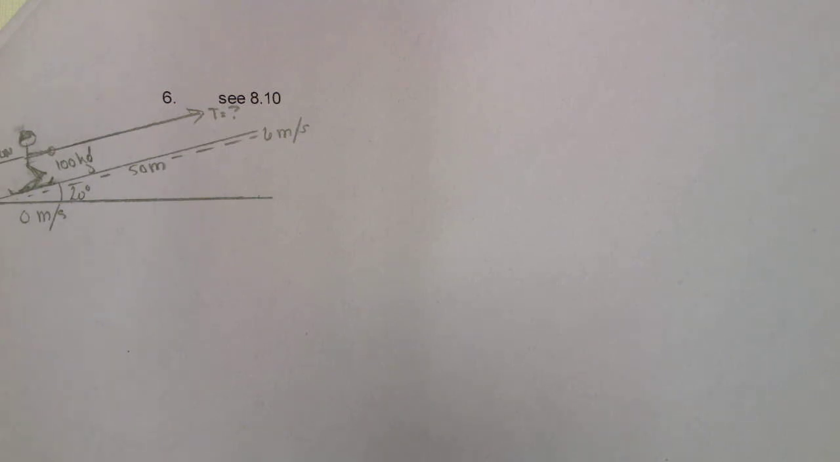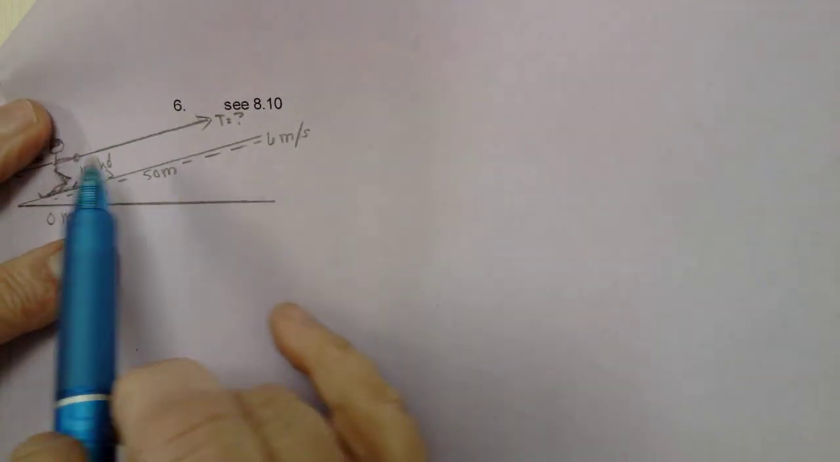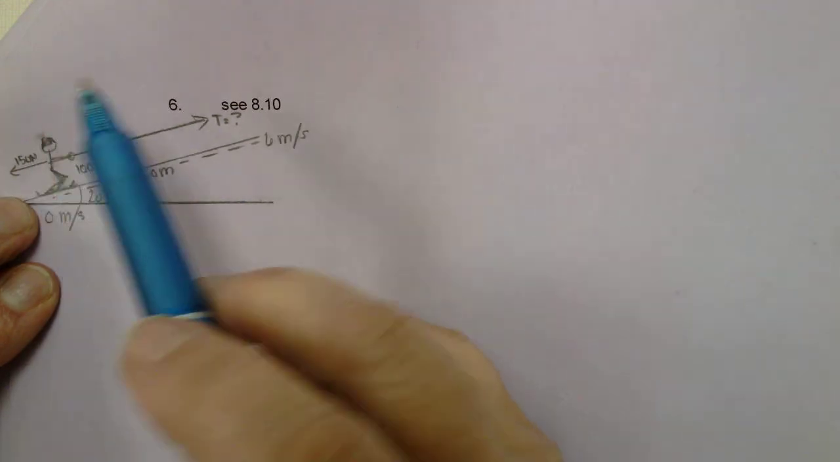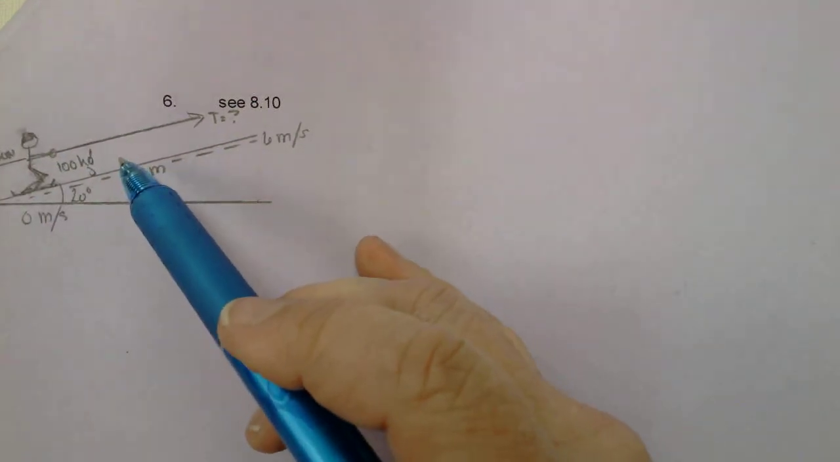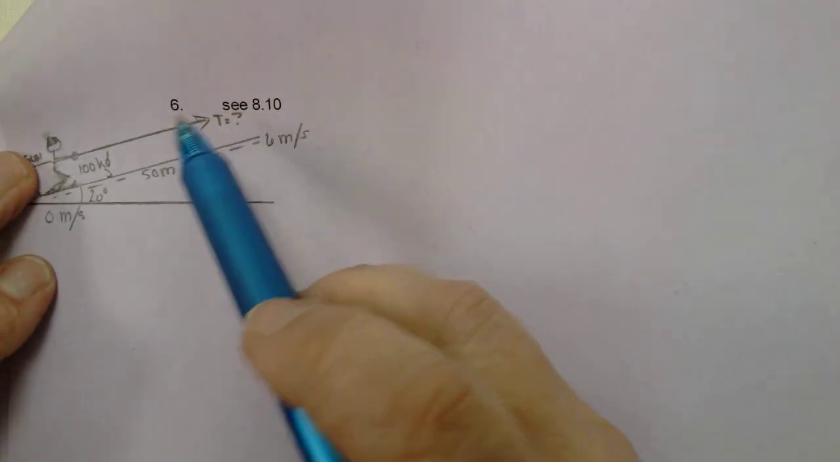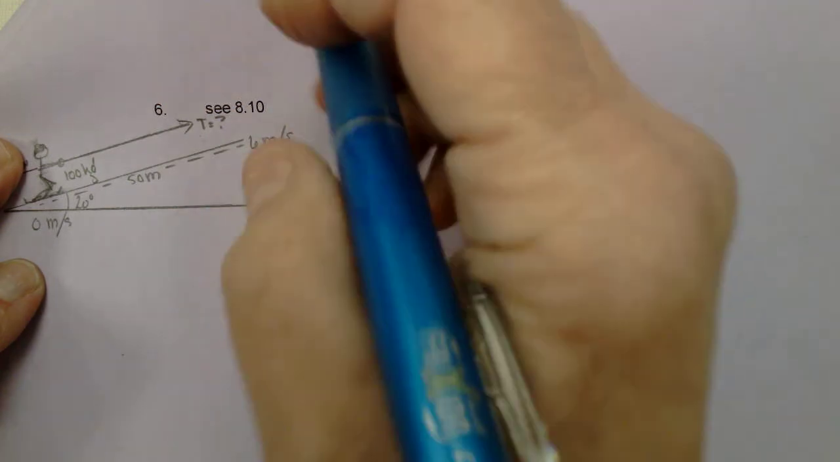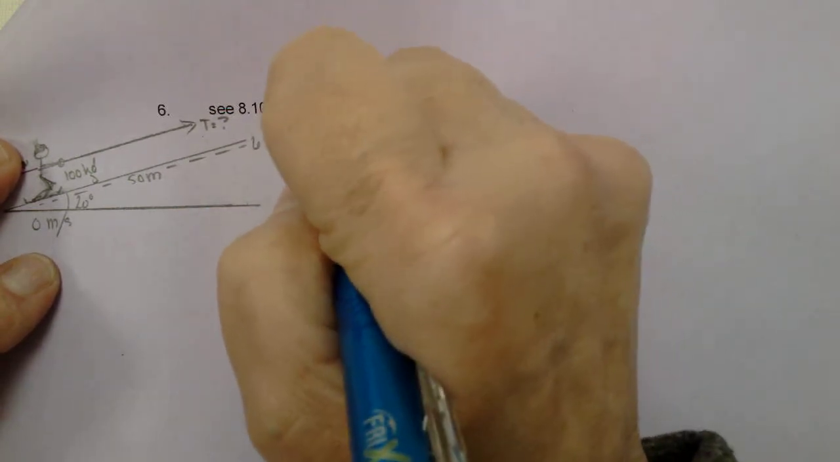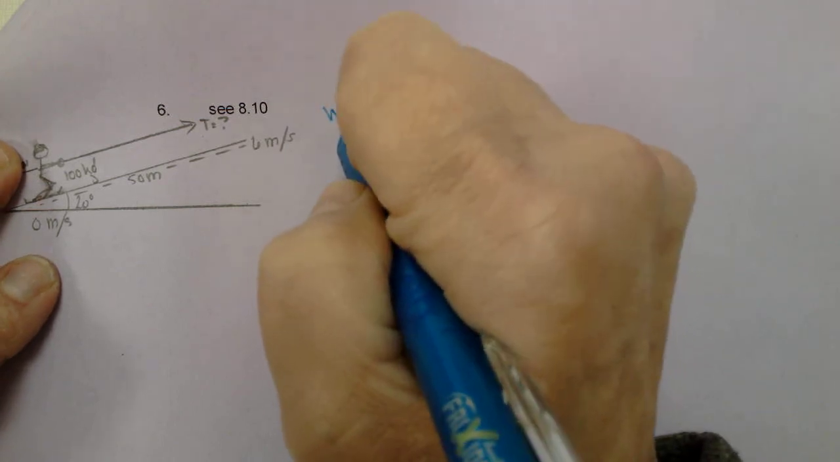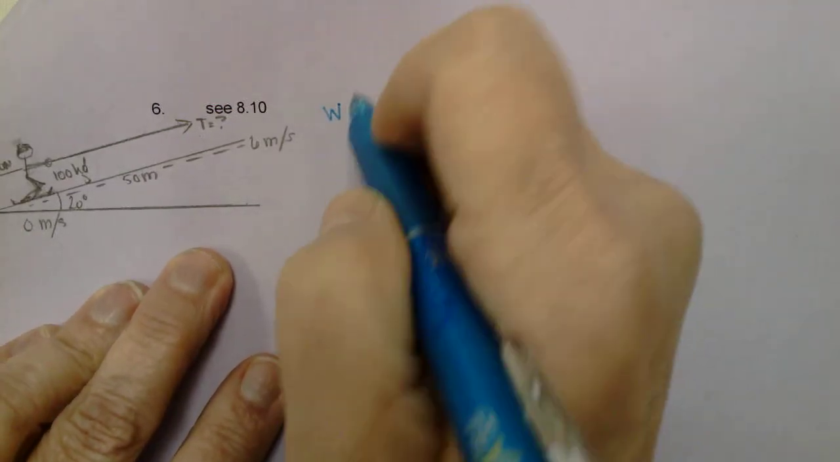So the first question that you're going to ask is, is there work? Well, I can already see that there's something outside the system pulling him up. There's a force acting on him that's pulling him up. And that's what we're looking for, the tension or the force on that rope. So I end up saying that work is not equal to 0, and I'm going to have to calculate what it is, which I'll do in a minute.